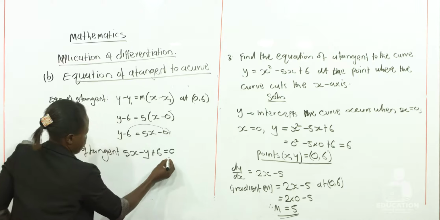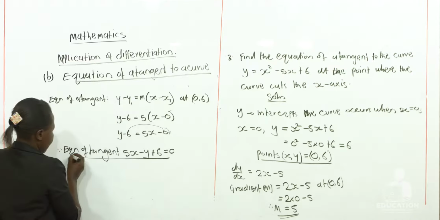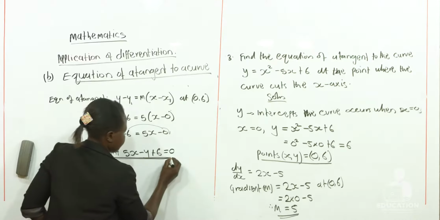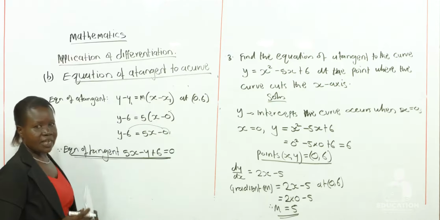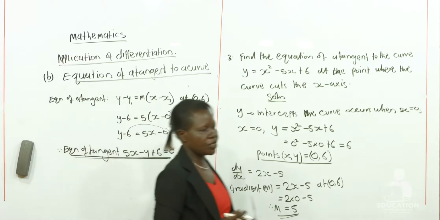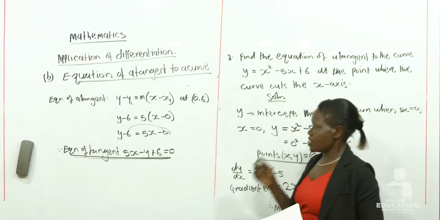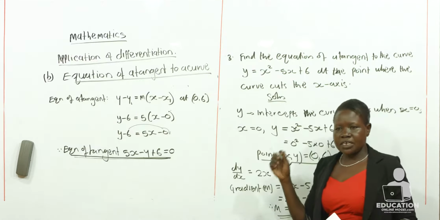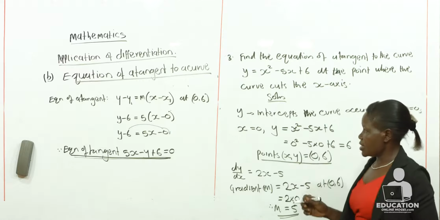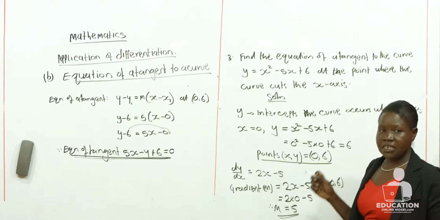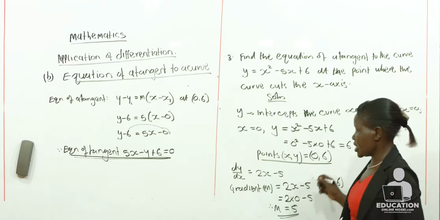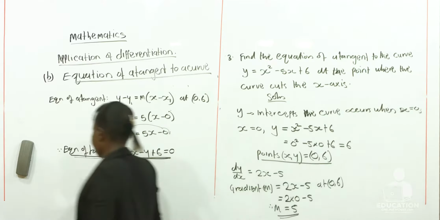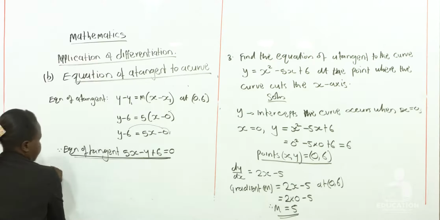So learners, you have seen the two different examples or ways of writing the equation of a tangent. Writing the equation of a tangent when the given points are there, and then writing the equation of a tangent when the given points are not there. And then lastly but not least, we can look at the next example, which is number 4.